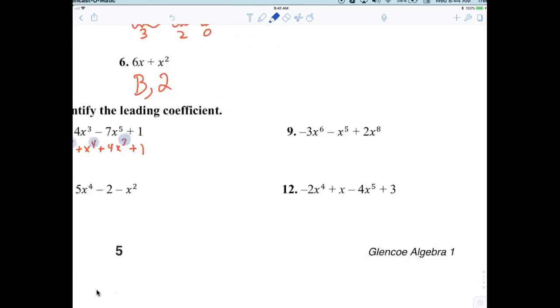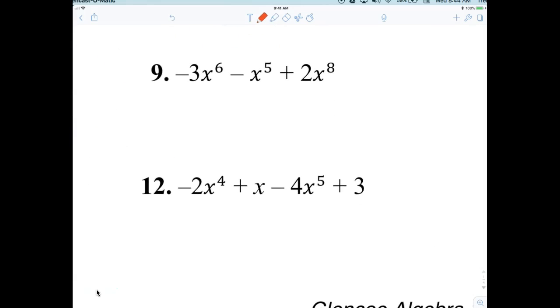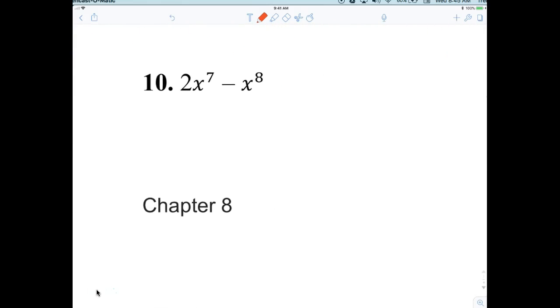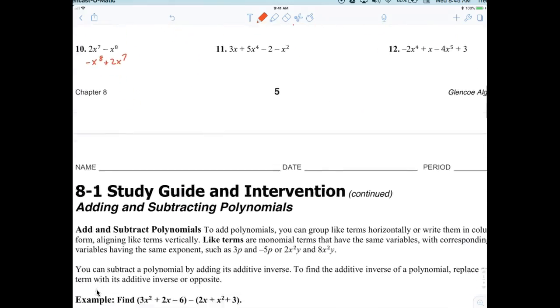So let's take a look at number 9. Number 9 should be what? 2x to the 8th minus 3x to the 6th minus x to the 5th. Beautiful. That's exactly correct. Told you, very simple. So let's take a look now at number 10. Negative x to the 8th plus 2x to the 7th. Put a 1 in front if you need to. Does everybody agree with me? I don't care about the last two.